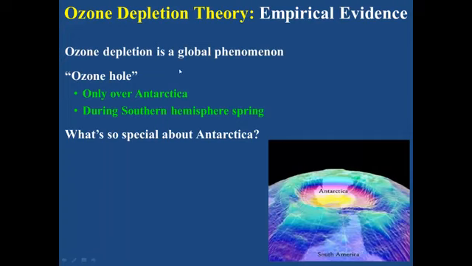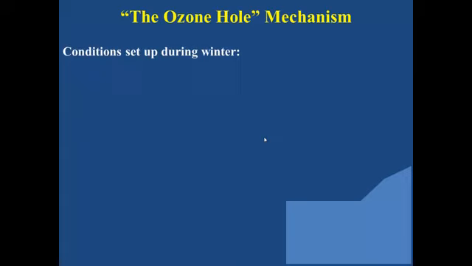So basically what we see in the previous slides is that ozone depletion is a global phenomenon, right? All over the globe, ozone has been depleted since the 1960s. This ozone hole, where there's a really substantial drop in ozone, only occurs over Antarctica and only occurs during the southern hemisphere spring. So what's so special about Antarctica? If we want to understand the ozone hole, we need to understand the mechanism by which it forms.